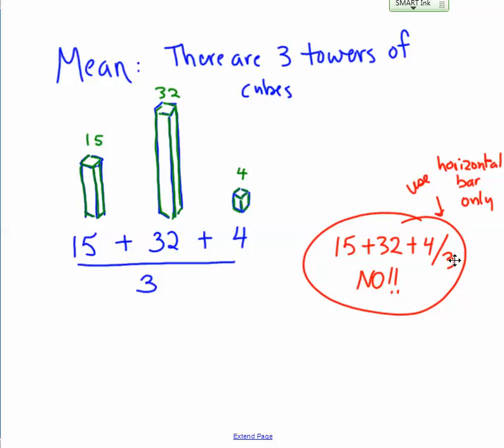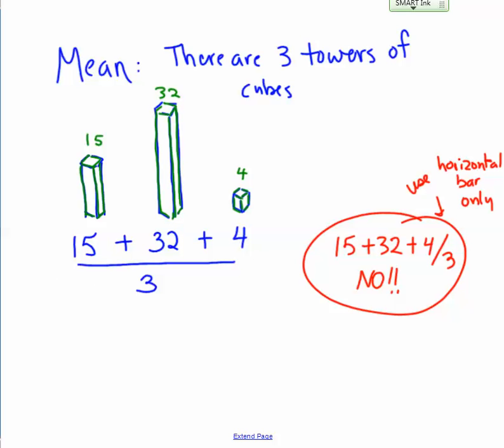And here's a reason to make sure you use the horizontal bar. If you write it with the slash, this means to add 15 and 32, which is 47, plus 1 1/3. And that's 48 1/3, which is bigger than the tallest tower. So that obviously is not the mean. So don't use the slash bar because it means something different. This grouping symbol has to go under all 3 numbers.